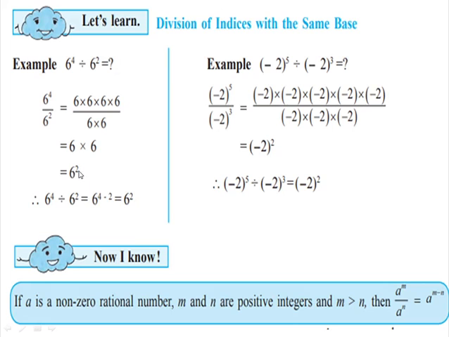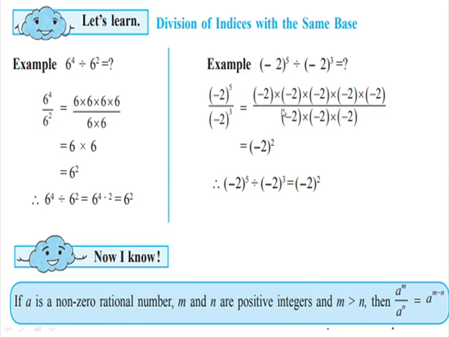Now, what relation do you see, children, here in the index number? Here 4 minus 2 is 2. That is in division, if the base is same, we can subtract the index number or we can subtract the exponent. That is 6 raised to 4 divided by 6 raised to 2 is equal to 6 raised to 4 minus 2, that is 6 square.